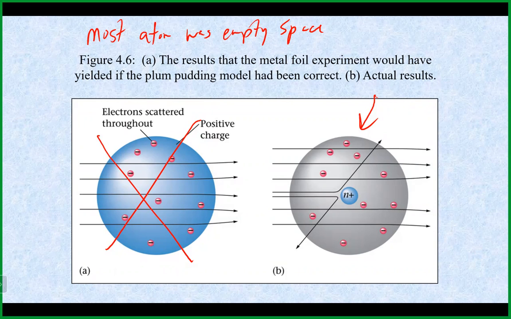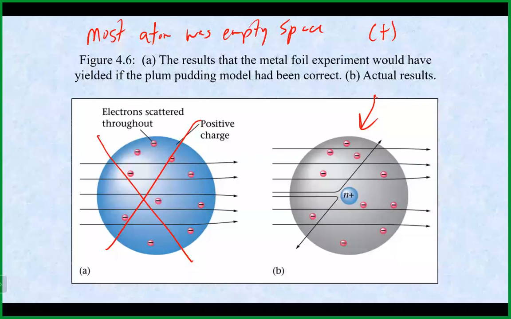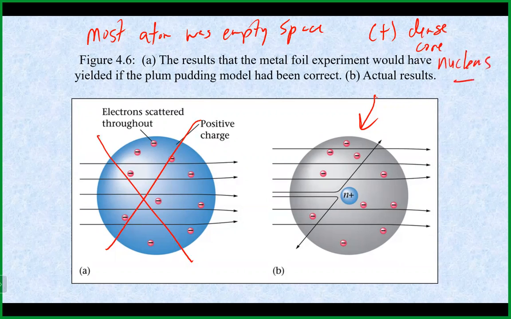What they also found was all that positive charge had to be in a dense core, which they called a nucleus. And that accounted for why we saw these positively charged alpha particles shooting off at really large angles. And the idea was, as you can see here, electrons are in that empty space and they are moving around.